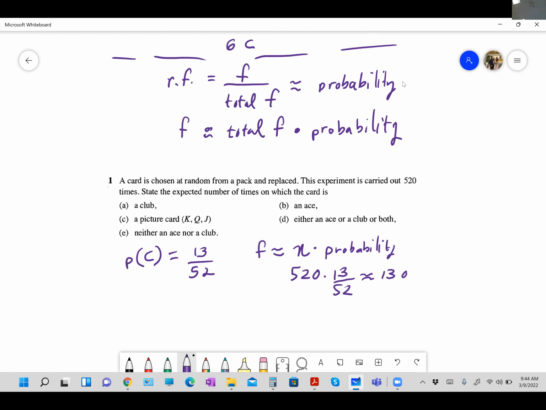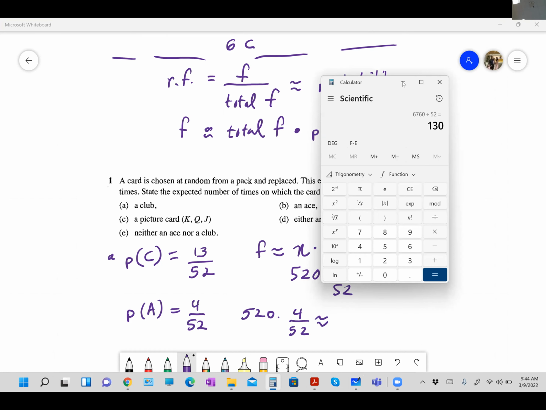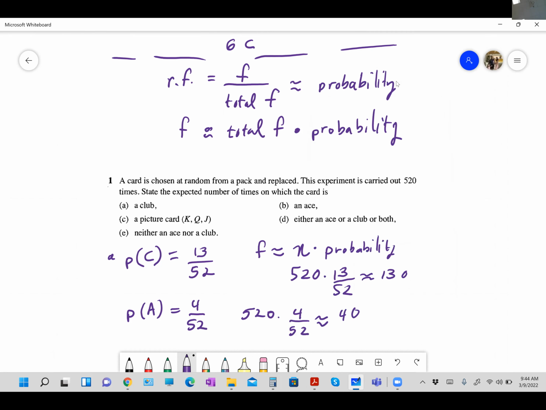All right. An ace. Well, what's the probability? So this is part A. What's the probability of an ace? It's 4 out of 52. So if you take 520 and multiply by 4 out of 52, you can see the result already, what it should be, right? 520 divided by 52 is 10. 10 times 4 is 40. So do you understand how this question works? Does that make sense?